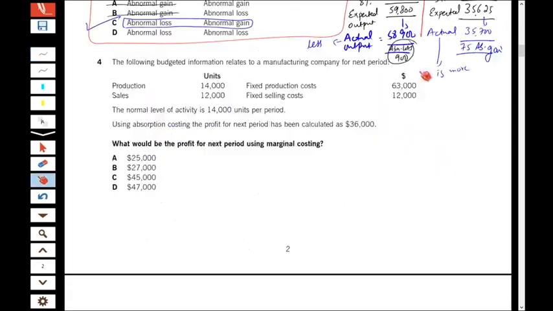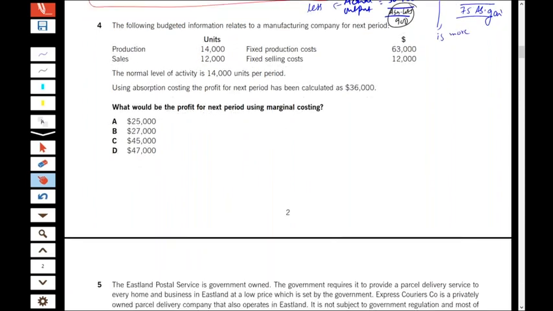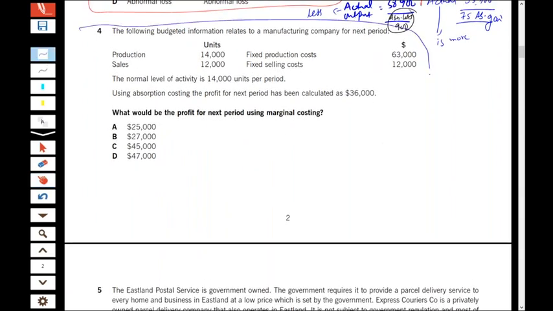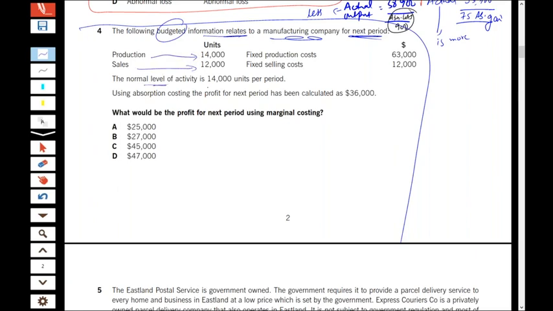Now, as part of the MCQ learning, I am writing an MCQ trick as well. The following budgeted information relates to a manufacturing company for the next period. Production is 14,000, sale is 12,000. The normal activity is 14,000 per period. This is fixed production cost and this is fixed selling cost.